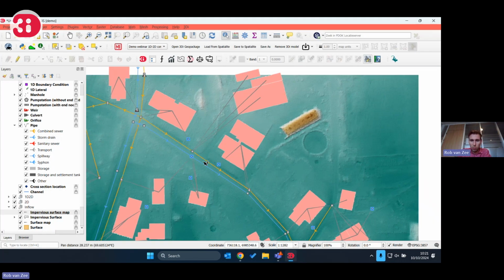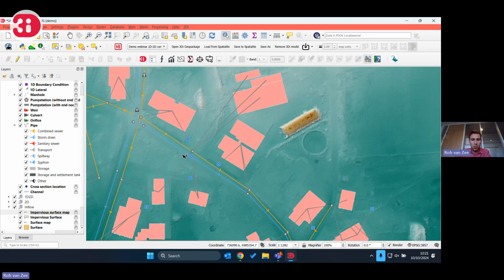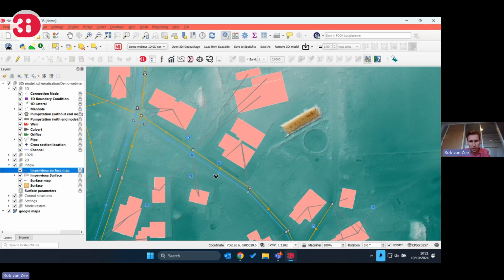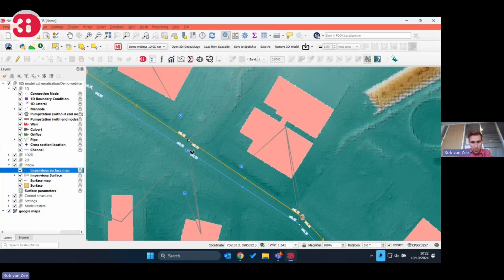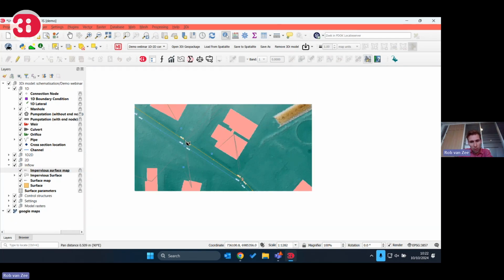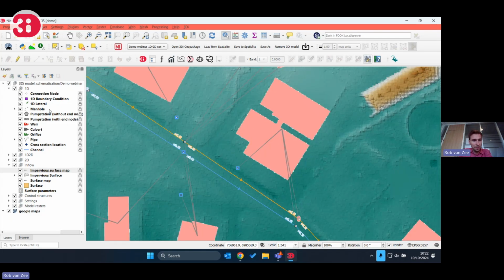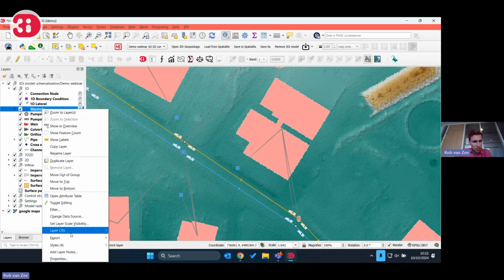But we're going to look at what's happening when you have 1D, 2D couplings. So when it rains on the grass, when it rains on the roads, where's the water going? Well, we have got a few connections between 1D and 2D in 3Di. And one of them are manholes. So these manholes are locations where water can flow from the 2D domain into the 1D domain and vice versa. So water can also flow from the 1D domain into the 2D domain. We've got a nice styling for that.